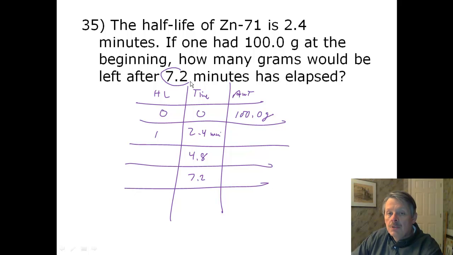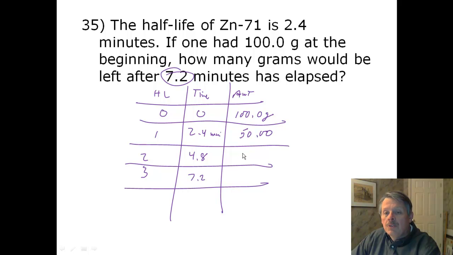Oh, notice I'm where I want to be, so I can stop now. It only took me 3 half-lives to get there. All right, so what happened to my amount? Well, every time I went through, I divided it by 2. So it's 50, so it's 25, so it's 12.5. So I have 12.5 grams of my substance at the end.